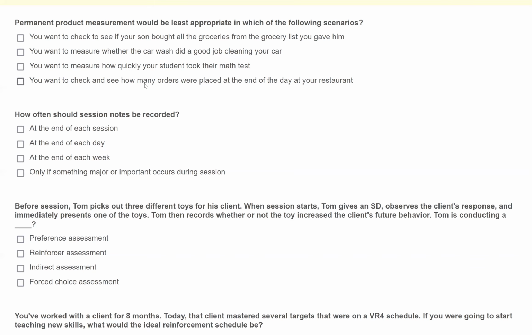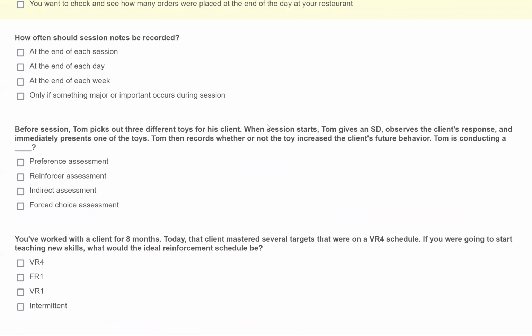No. The only one where we actually need a true direct observation, and where we're not measuring the outcome or the product, is going to be C. You want to measure how quickly your student took their math test. Okay, pretty easy question here.